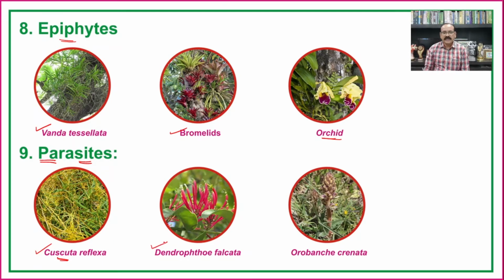In addition to that, Dendrophthoe falcata is also growing on another plant, but it bears leaves, and hence it is also able to carry out photosynthesis. But the roots which grow are responsible for the absorption of water and minerals from the host plant, and hence it is also dependent upon the host plant. In the similar manner, Orobanche crenata is a root parasite growing on the roots of other plants, and hence these two plants are considered partial parasites, while Cuscuta reflexa is a total parasite on the other plant's body.